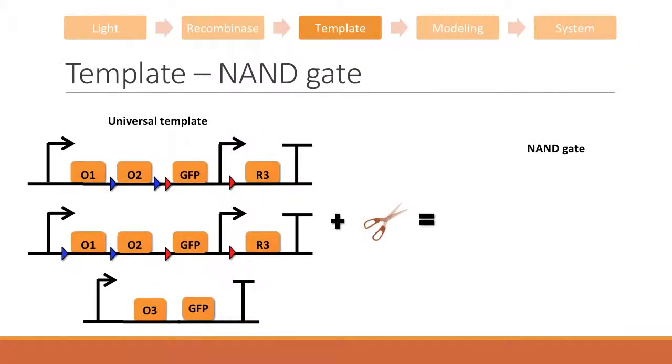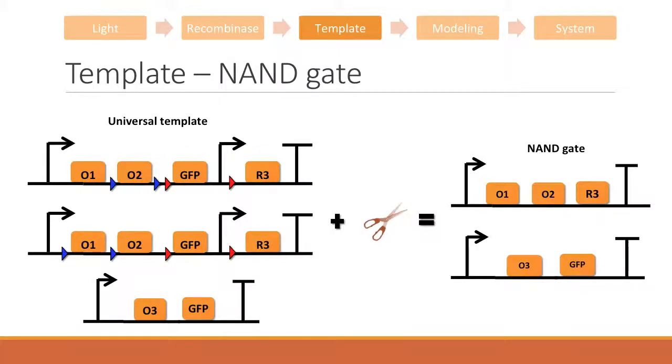Here again for the NAND gate. If we apply the red recombinase, we chop out the GFP and the constitutive promoter promoting R3 from both the top and middle strands. Thus, what we're left with is exactly the NAND gate I've shown you before.